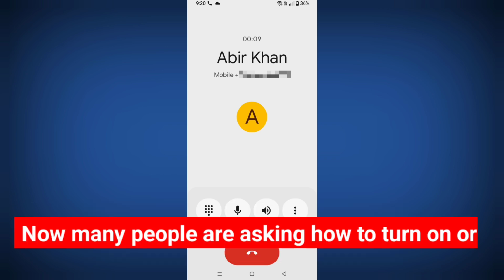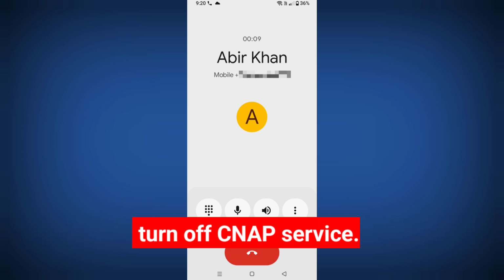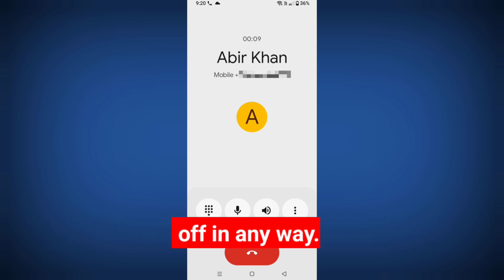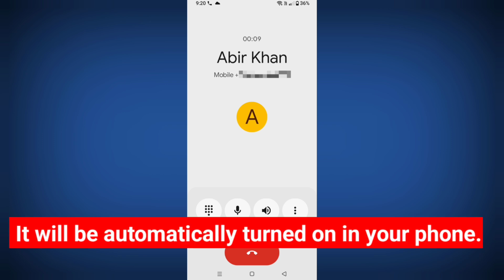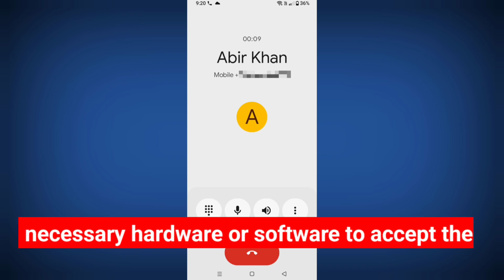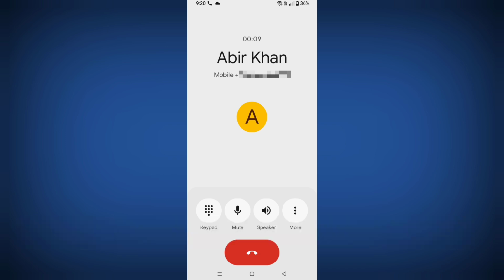Now, many people are asking how to turn on or turn off the CNAP service. The answer is that you cannot turn it on or off in any way. It will be automatically turned on in your phone, but certain mobile phones don't have the necessary hardware or software to accept the CNAP technology.